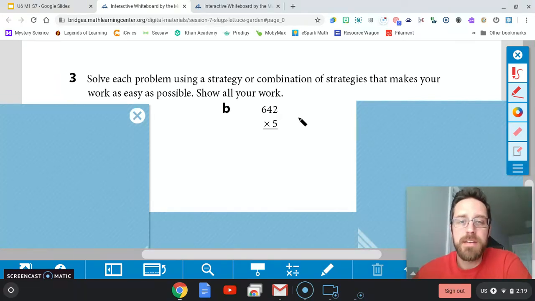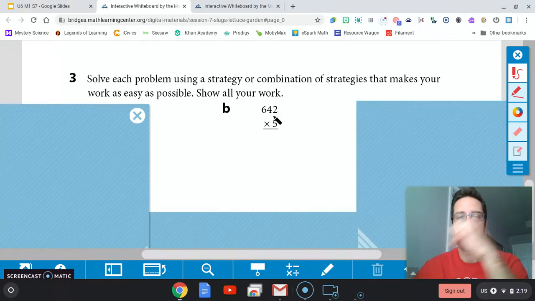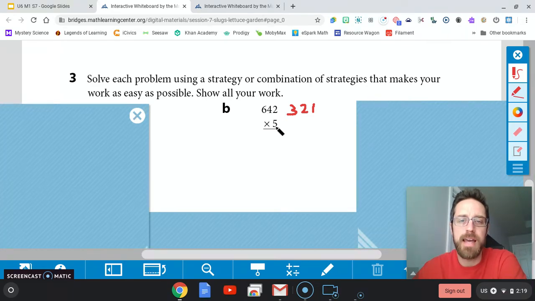Okay, so if I look at this, which one is my even number? Well, that's 642, so that's the one I have to halve. Half of 600 would be 300. Half of 40 is 20, and half of 2 would be 1. So half of 642 would be 321.